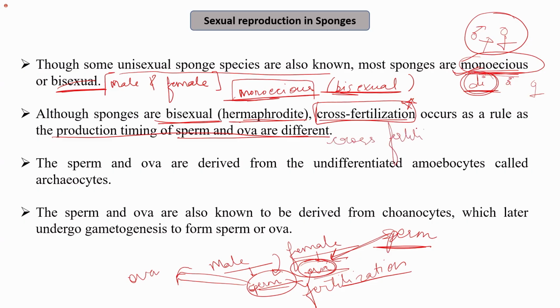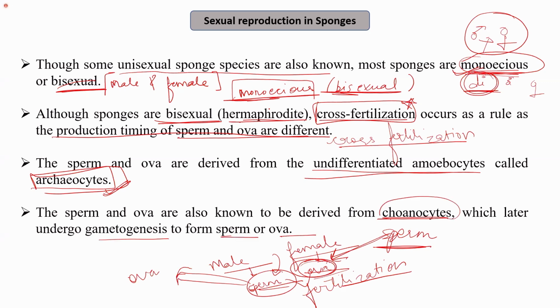This is really important to remember. The sperm and ova are derived from the undifferentiated amoebocytes, which are called archaeocytes, right? This is another kind of cell. We learned about choanocytes, amoebocytes, and archaeocytes. These are different cells having different functions. The sperm and ova are also known to be derived from the choanocytes, which later undergo gametogenesis to form sperm or ova.